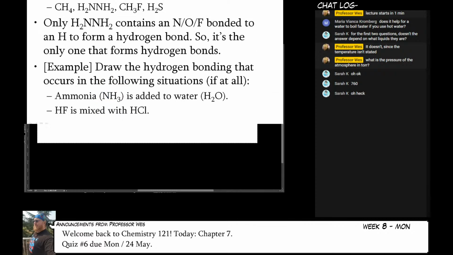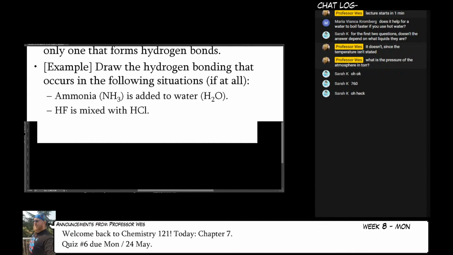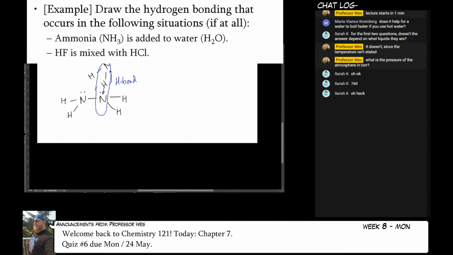All right. For the next question here, we'll draw how ammonia can hydrogen bond with water.